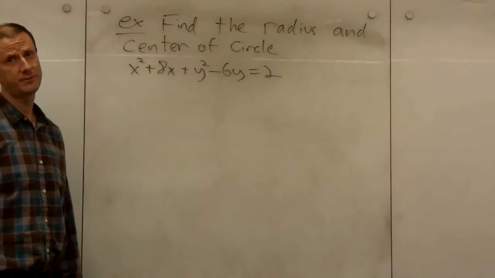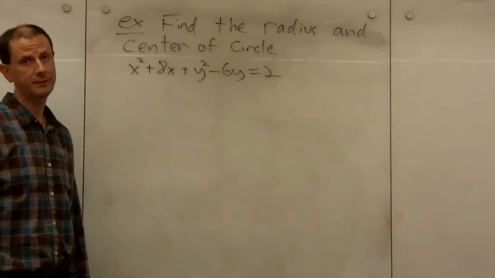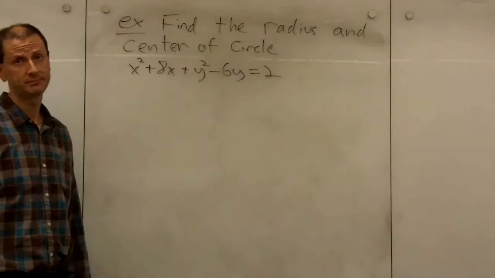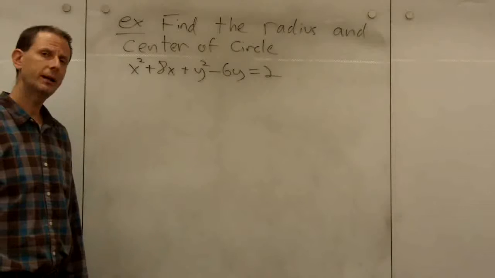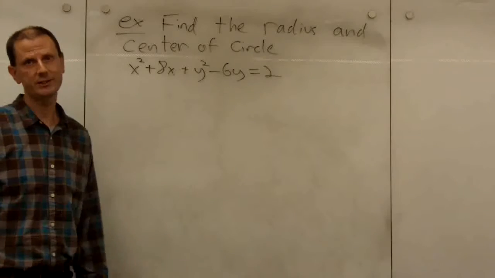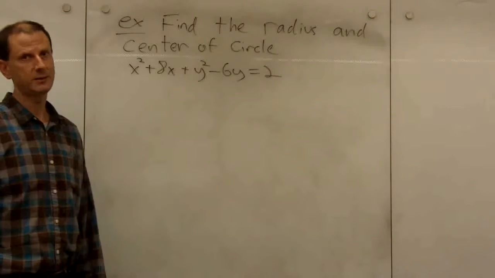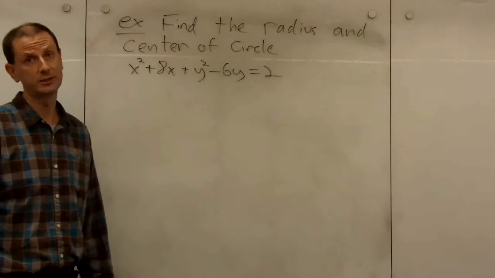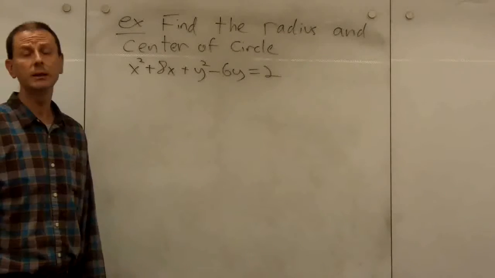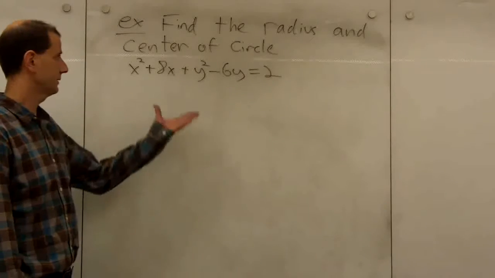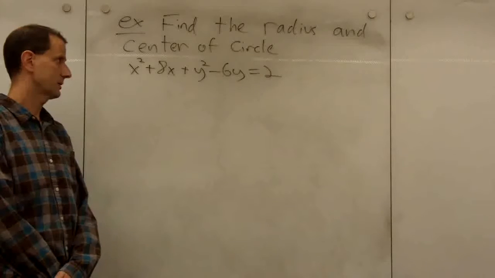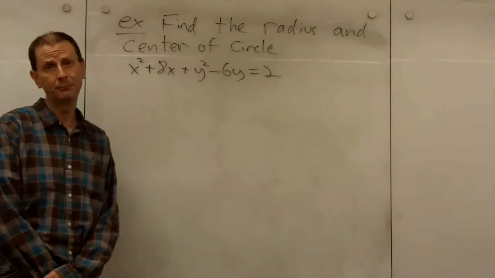For the final part of this video, I'll explain to you how to find the center and radius of a circle given to you by an equation. Now, a lot of times you're not going to be given an equation exactly in the form x minus a quantity squared plus y minus b quantity squared equals r squared, where you can just read off that the center is (a, b) and the radius is r. Instead, you might be given something like this. We've got x squared plus 8x plus y squared minus 6y equals 2.